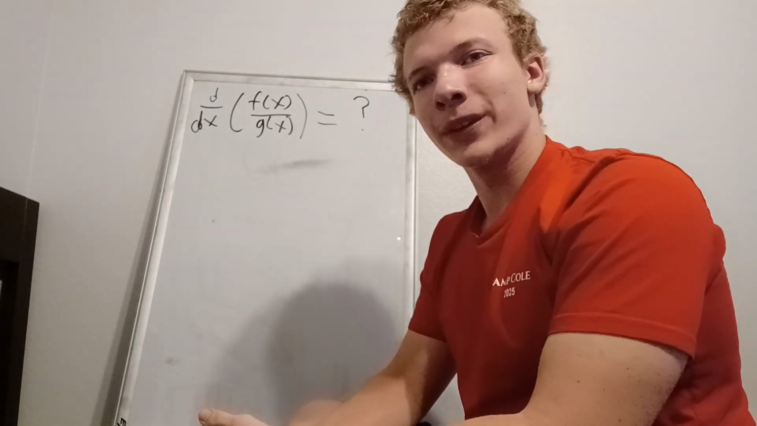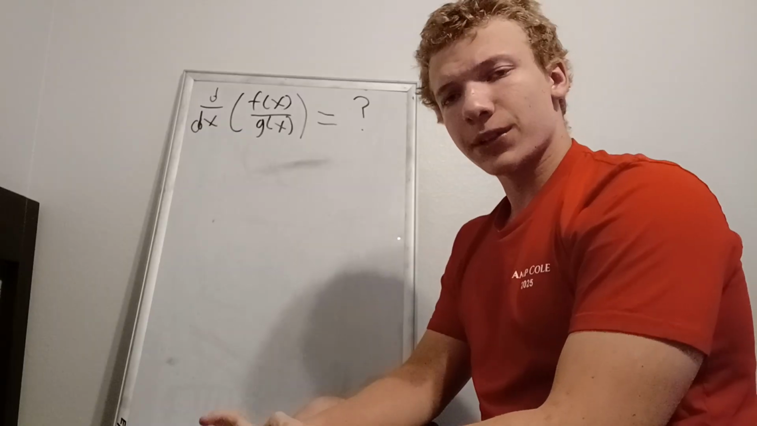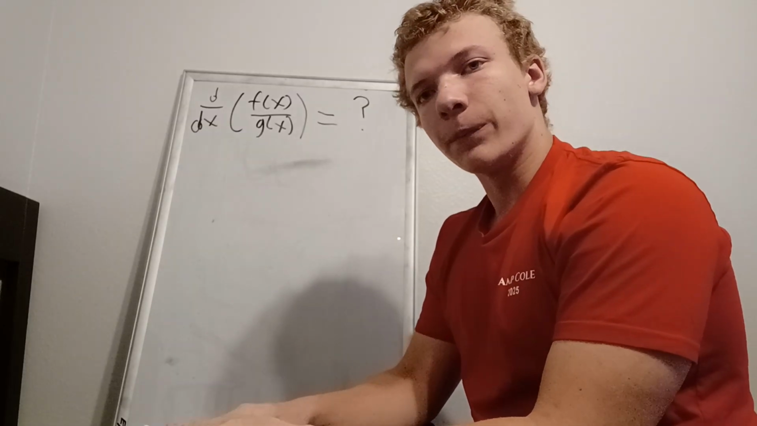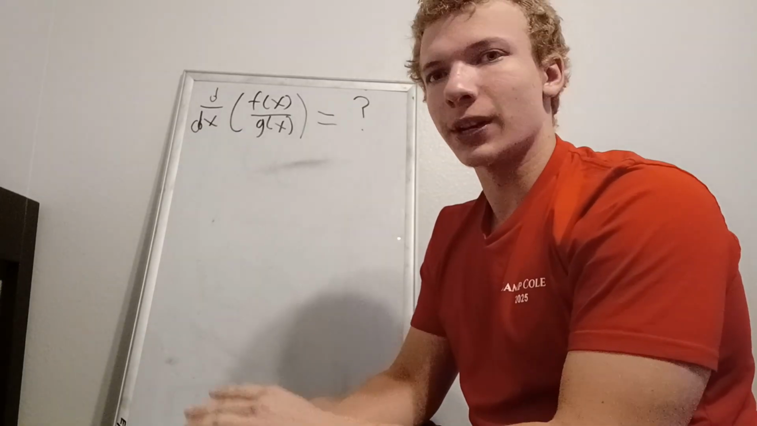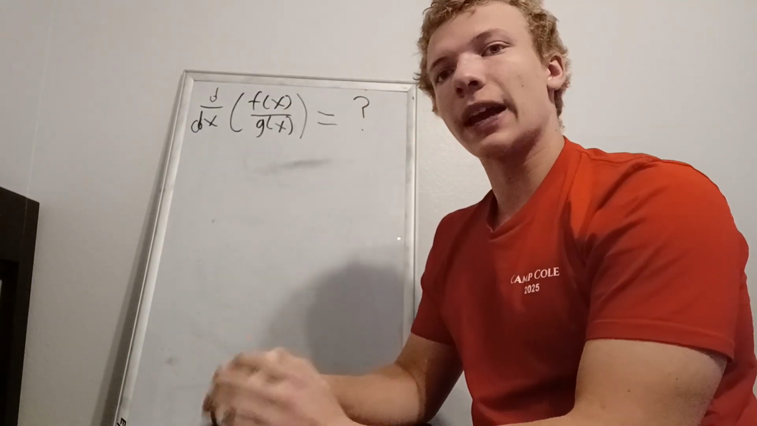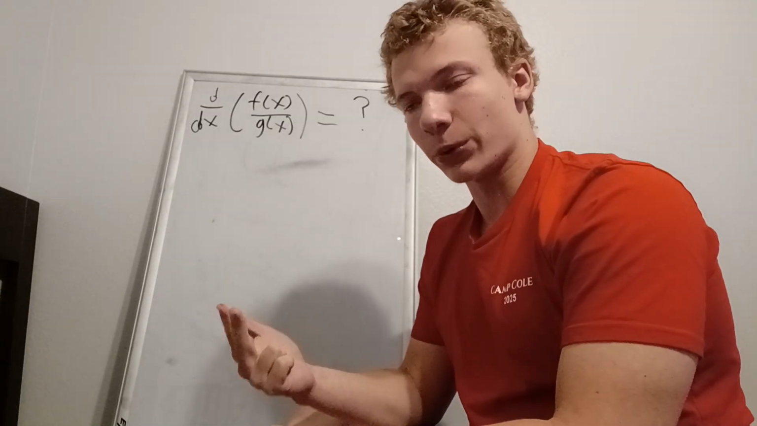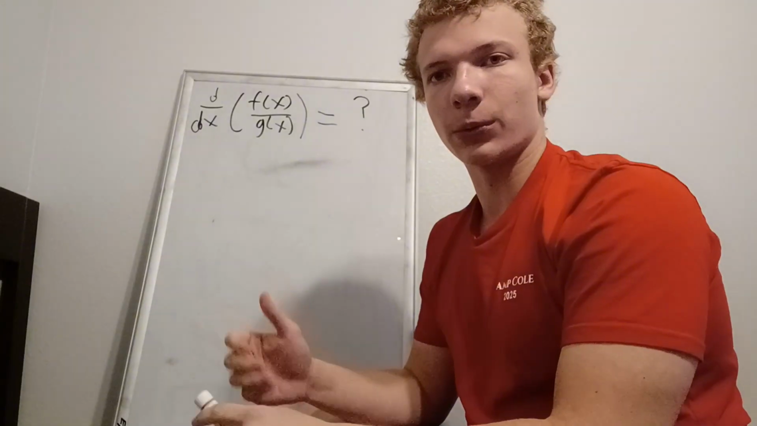Welcome back, everyone. Today we're going to be talking about the quotient rule and where it comes from. There's a couple of ways to prove it. There's one where it involves the difference quotient and a bunch of algebra, but the much nicer way is by using everything that I've talked about before, the product rule, the power rule, and the chain rule, all together to come up with the quotient rule.